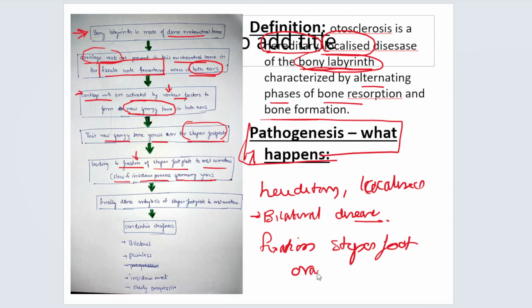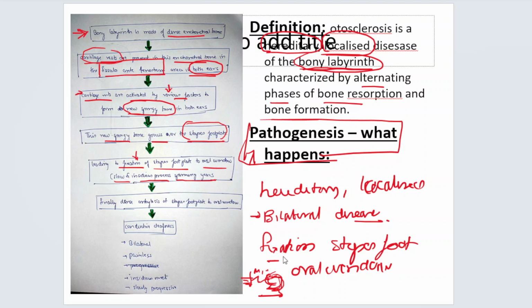to the oval window. What is it supposed to do? It is supposed to be mobile, right? When the sound comes and touches the tympanic membrane, it passes through the malleus, incus and stapes, and from there it goes to the inner ear, scala vestibuli, scala media and scala tympani. This is the physiology of hearing. So it is supposed to be easily mobile, right? But now it is getting fixed.